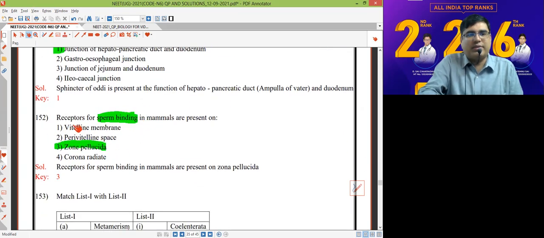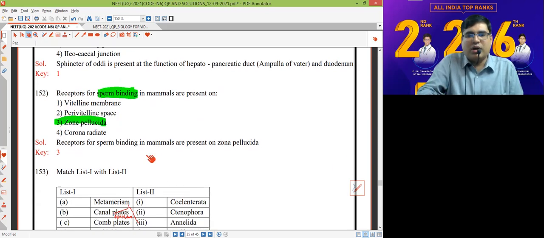The next question is, receptors for sperm binding in mammals are present on. So here the answer is the zona pellucida. It is given in the particular diagram of the NCERT. And here we can understand not the depth of the concept given in the NCERT regarding sperm binding. But of course, in mammals, to avoid polyspermy, usually that process takes place.